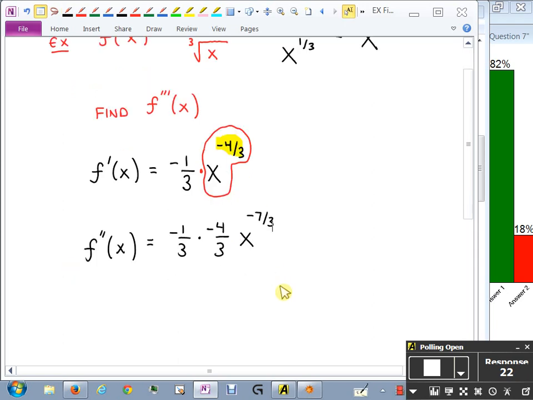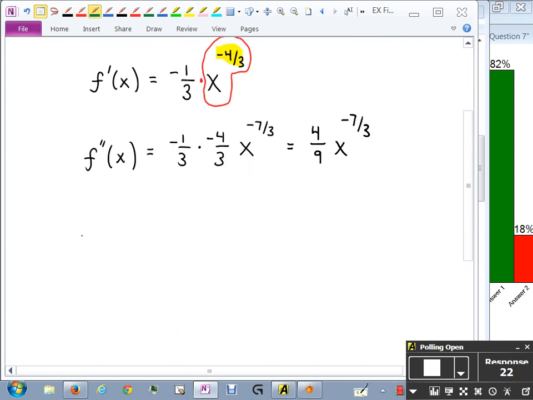And I am going to clean up this right here because this is just multiplying two numbers together. So I'm going to say 4/9 x to the negative 7/3. That's my second derivative. And now, do it again.